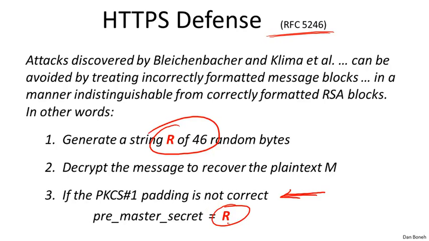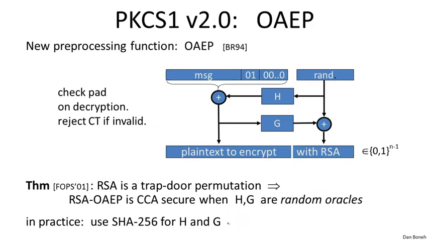However, this raises the question of whether PKCS1 should be changed altogether so that we are able to prove chosen ciphertext security. And that brings us to a different way of doing encryption using RSA, which is called optimal asymmetric encryption padding, OAEP. And in fact, the PKCS standard was updated, and PKCS1 version 2.0 has support for OAEP, which is a better way of doing RSA encryption.